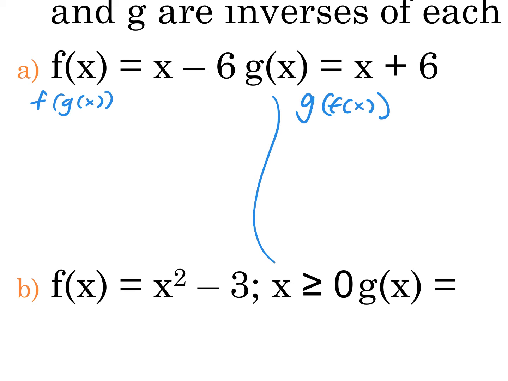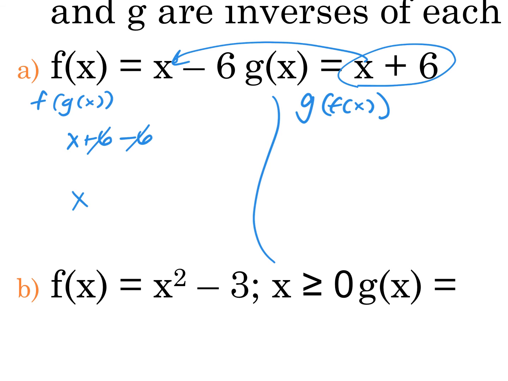So the first one, I'm going to take the g of x and I'm going to plug it in to f of x. So I get x plus 6 minus 6. The negative 6 and positive 6 cancel out. And I get just x, which is what I wanted. Yep, so I have to find f of g of x. I have to take g of x and plug it into f of x. So g of x goes into f of x. Then g of f of x is the reverse. I have to take the f of x and plug it into the g of x, and I get x minus 6 plus 6, and those cancel, and I get just x.